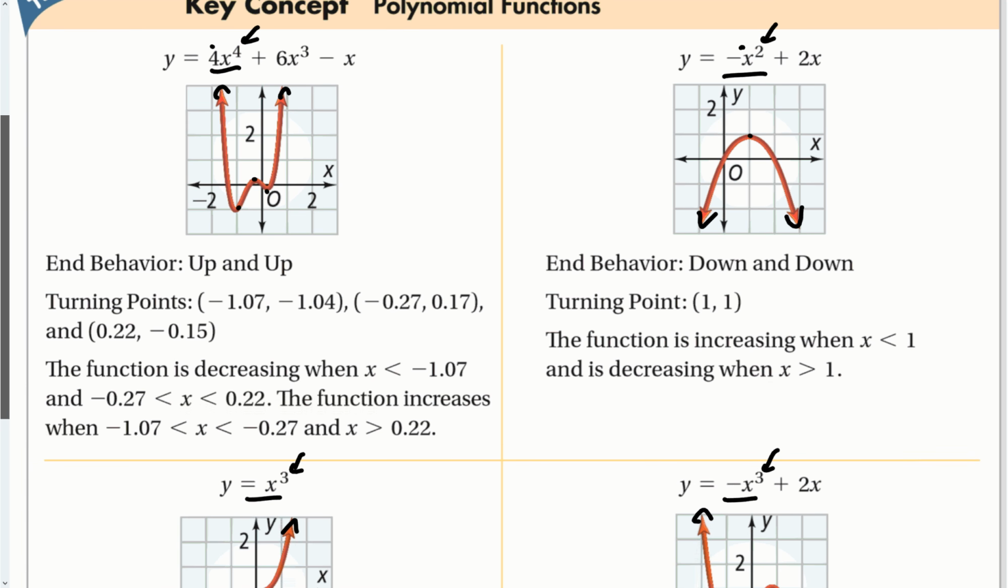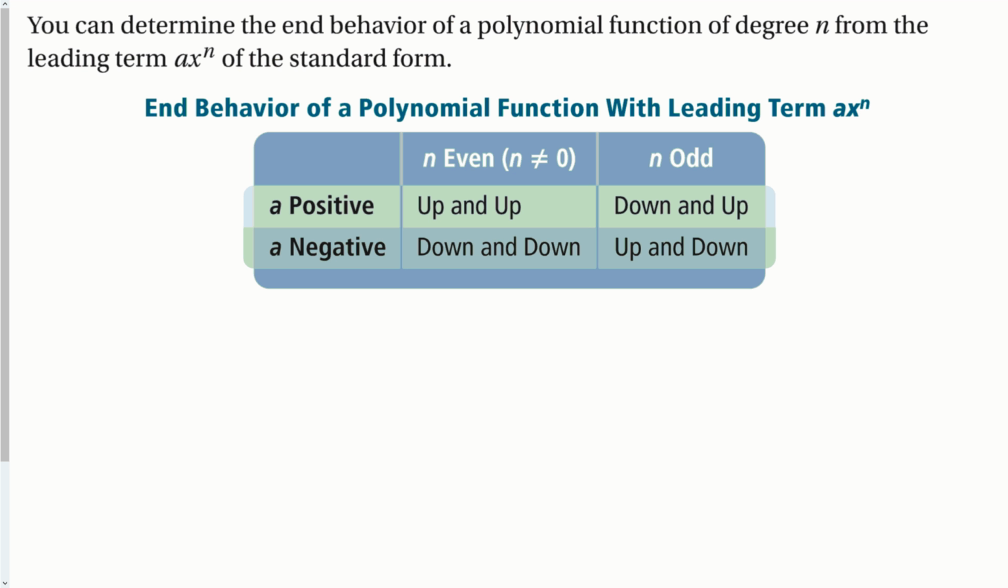Okay, so there is a relationship between the sign of the lead coefficient and the type of exponent that you have, an even number or an odd number, when it comes to the end behavior of my function. And here is the chart for that. So we can determine the end behavior of a polynomial function of degree n, whatever my degree is, from the lead term. So just the thing in the front of the polynomial.